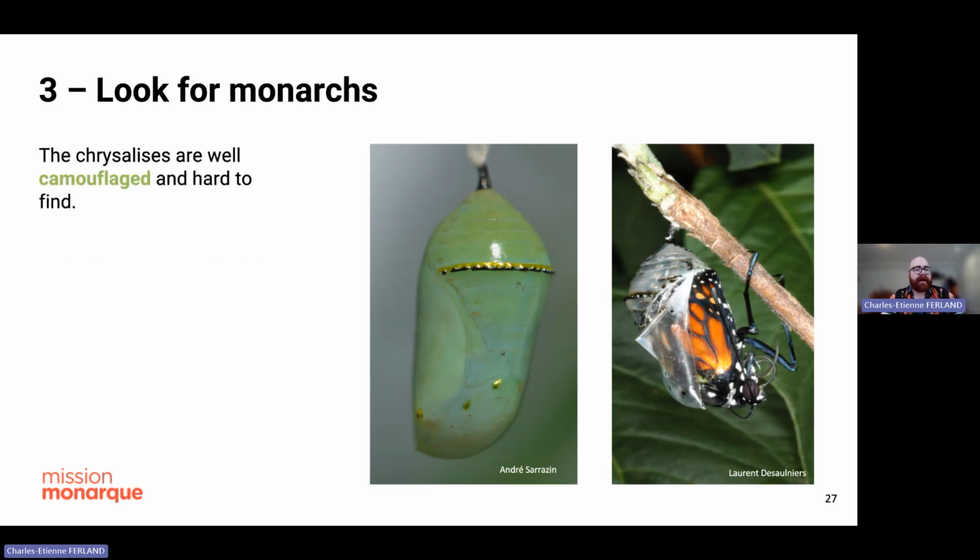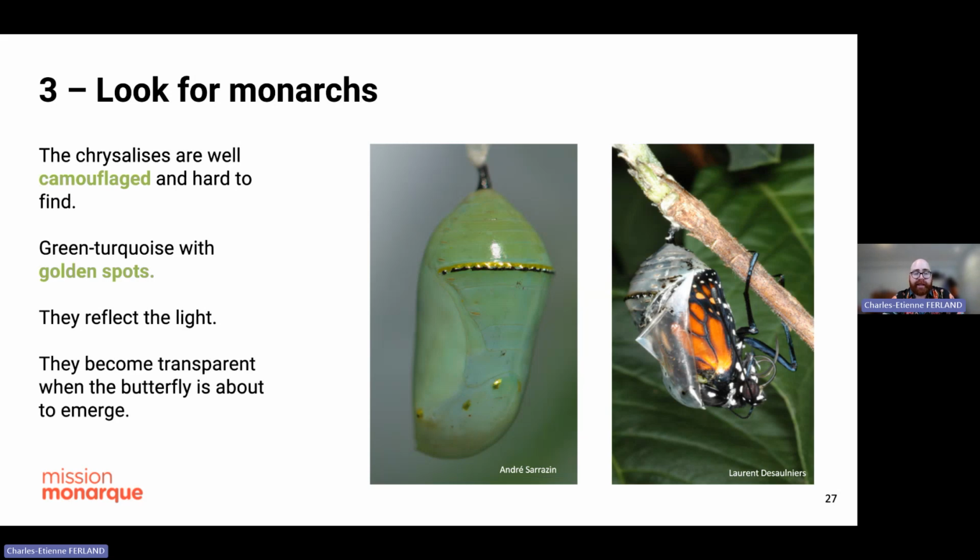The chrysalises are not often found by participants because they're camouflaged and hard to find. And they're also often not on milkweed plants because the caterpillar might leave the milkweed in order to go make its chrysalises somewhere safe on the wall of a house or under the AC units. You can find them in odd places. They are green turquoise with golden spot. They reflect the light and they become transparent when the butterfly is about to emerge.